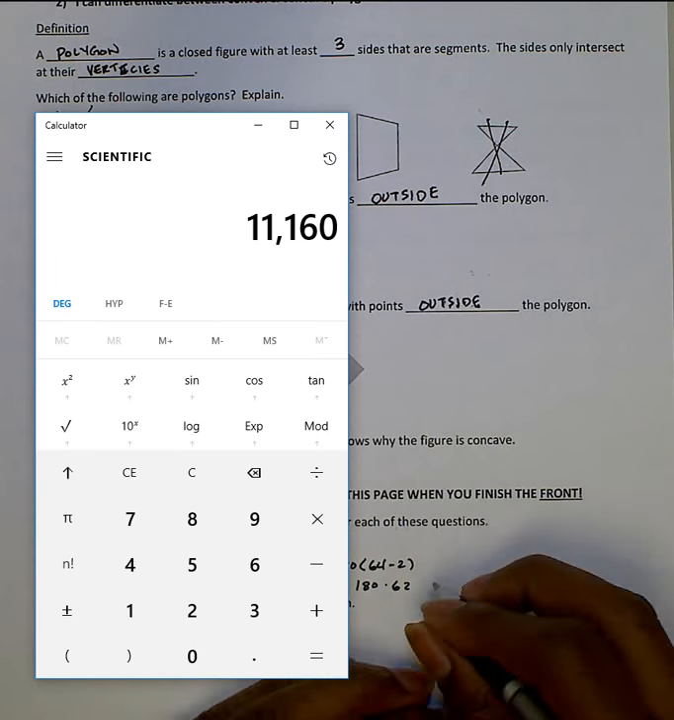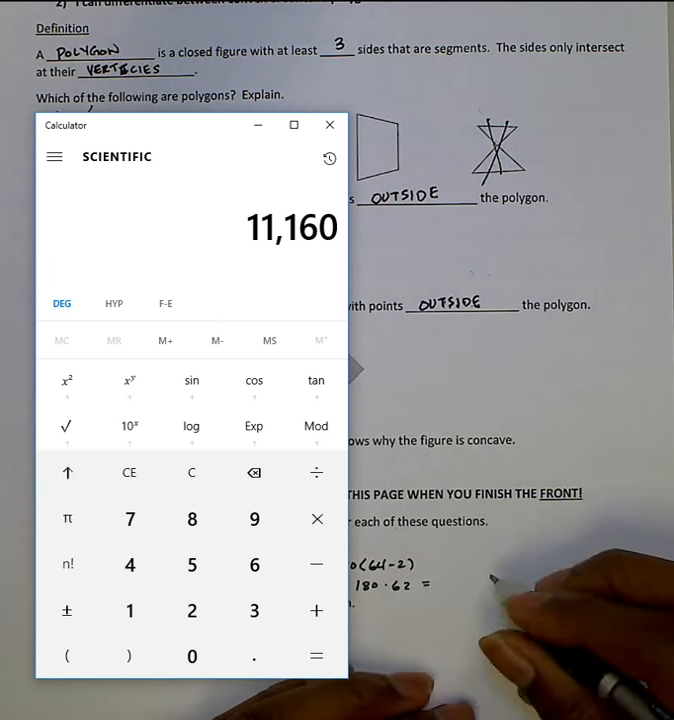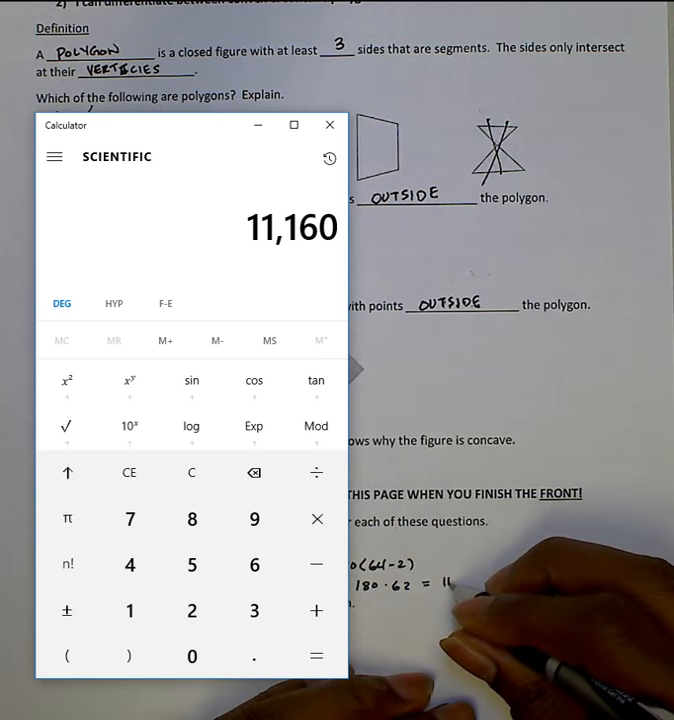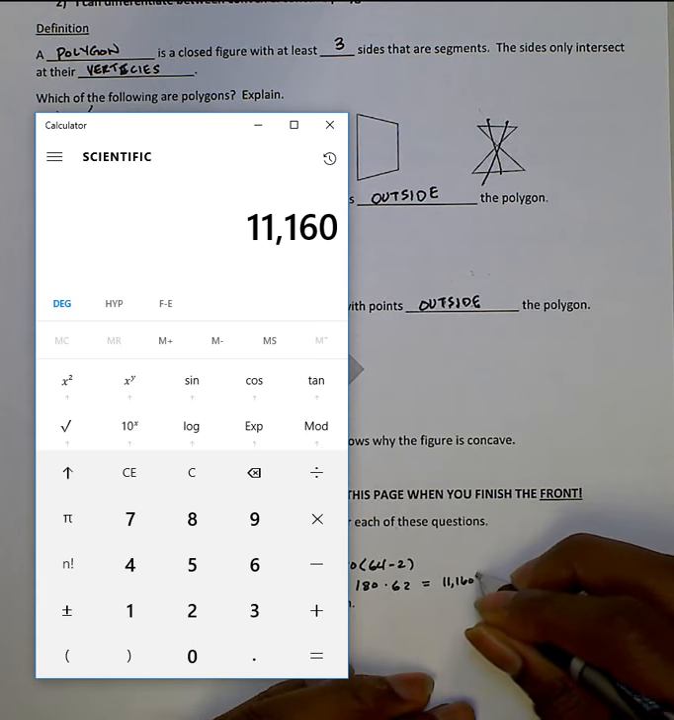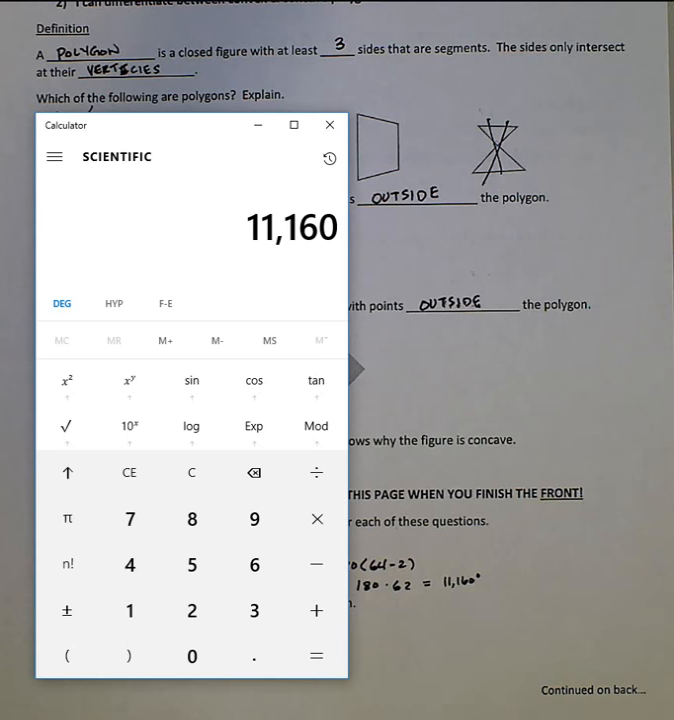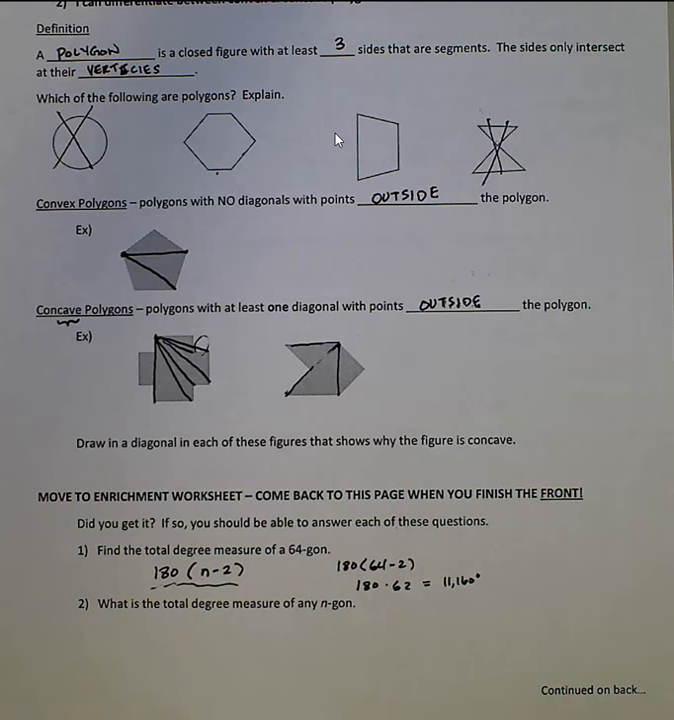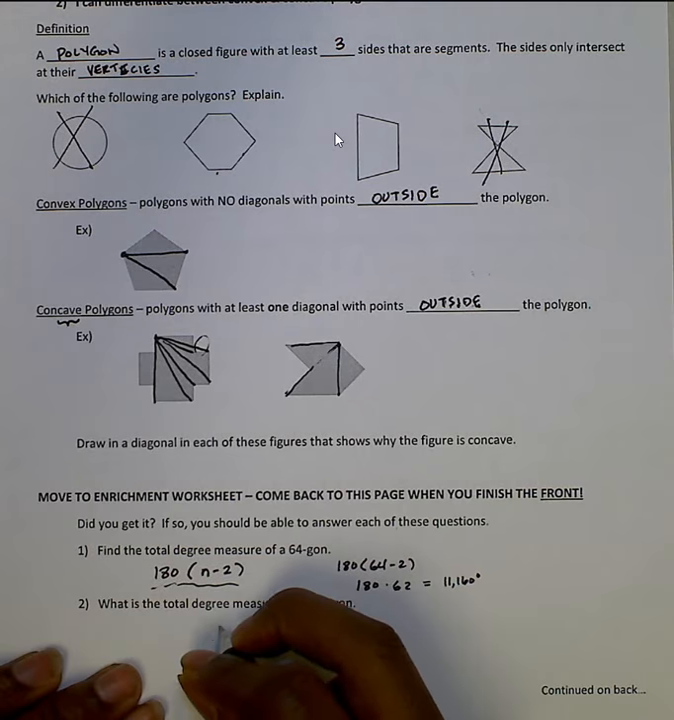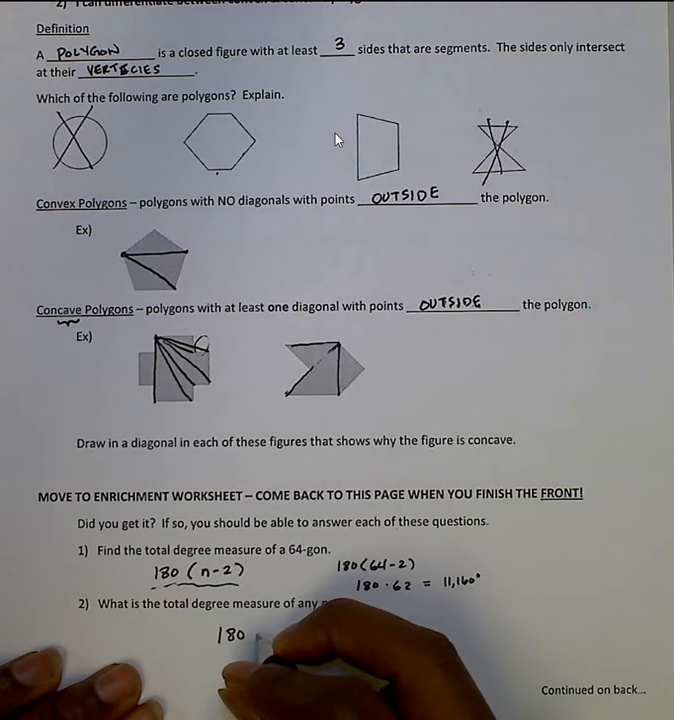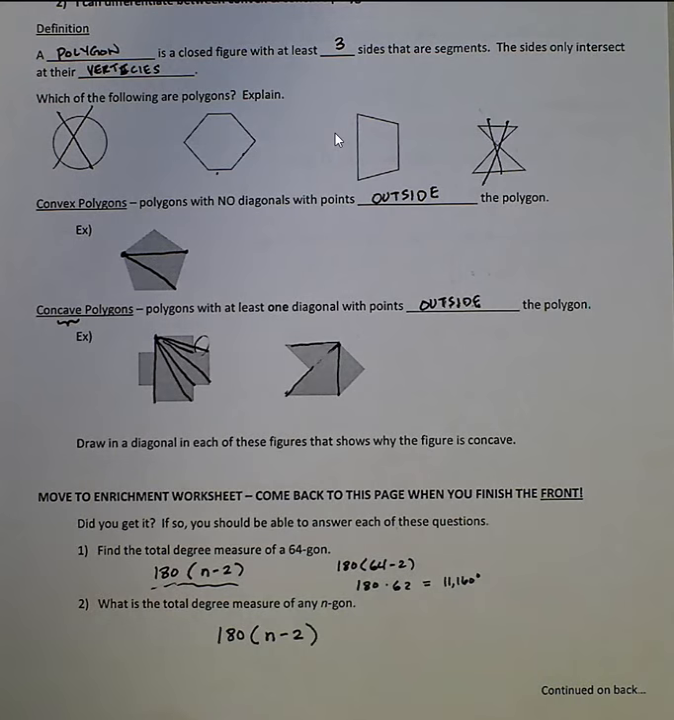And that gives us 11,160 degrees. Alright? Okay? And I kind of spilled the beans up here. But what is the total degree measure of any n-gon? That is this formula. This is the polygon angle sum theorem. We can find the sum of the angles of any convex polygon by saying 180 times the number of sides minus 2.